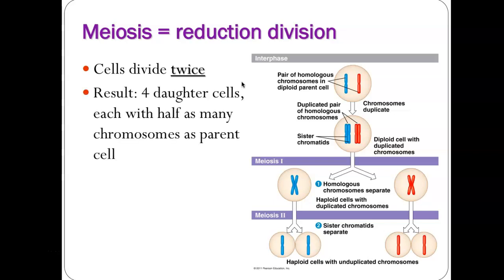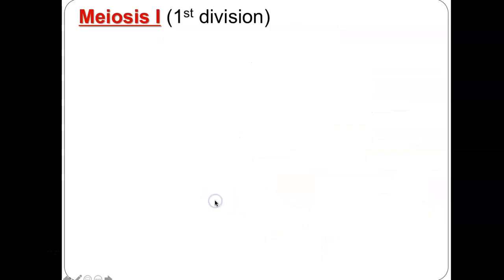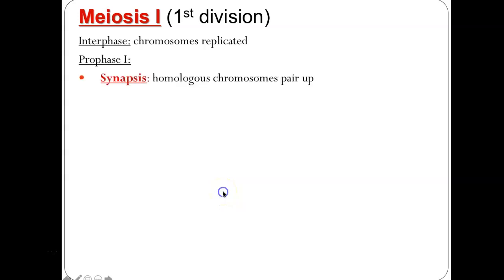Instead of resulting in 2 cells, this one results in 4. So here's your original. It divides once, then it divides again. And you end up with not 46 chromosomes, you end up with 23. Okay? So the first division: during interphase, the chromosomes replicate just like before.